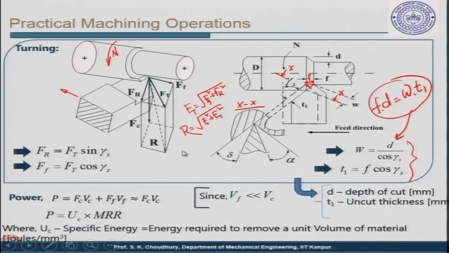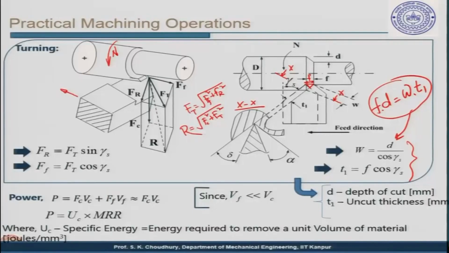Now, the power, as I said, is the product of Fc and Vc, plus Ff into Vf. We have to consider the feed velocity as well as the cutting velocity. So, the feed velocity multiplied by Ff, the feed force, has to be considered for calculating the power.